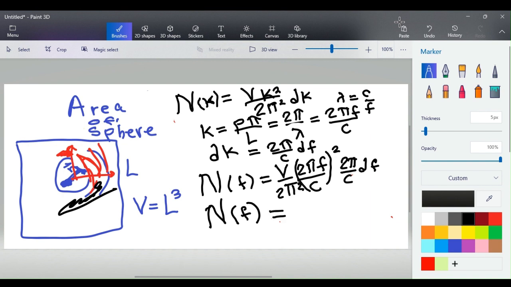Canceling all this stuff out, we're going to get the 2 pi's. Oh, let's see. That's going to be in the numerator. There's going to be 8 pi squared. Should I do this in 2 steps? Maybe I better. In the numerator, there's going to be 8 pi cubed, 2 times 2 times 2 times pi squared and f squared.